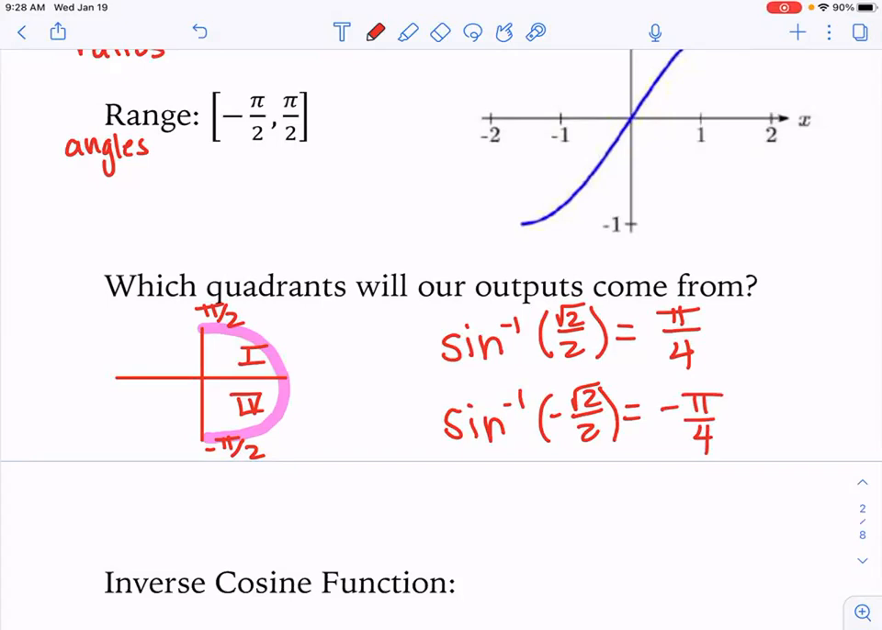Okay. Your answer for an inverse sine function is always going to be an acute angle, either a positive acute angle in the first quadrant or a negative acute angle in the second. And by second, I mean fourth. A negative acute angle in the fourth. Okay. All right.